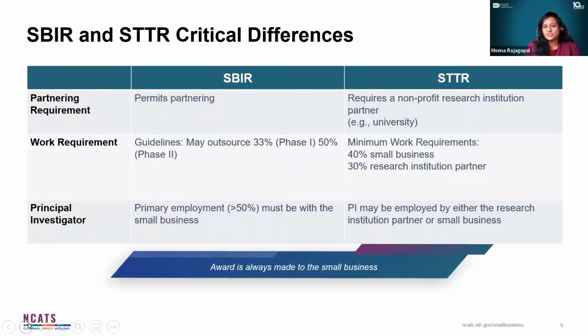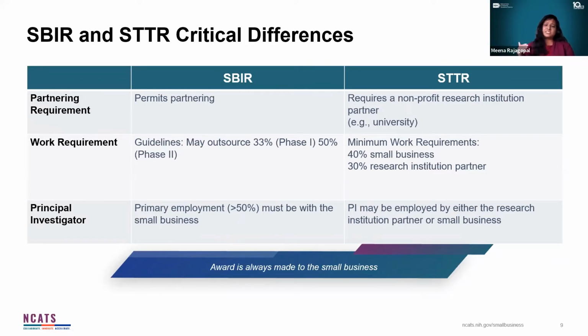In this slide, I just wanted to quickly touch upon the key differences between the two programs. First of all, under the SBIR, the small business is allowed to partner up with a nonprofit research institute. However, this is a mandatory requirement under the STTR program. So in other words, if you are applying under the STTR program, the small business has to collaborate with a nonprofit research institute in the United States, be it a college or a university or other federally funded research and development center, what we call the FFRDC, excuse me.